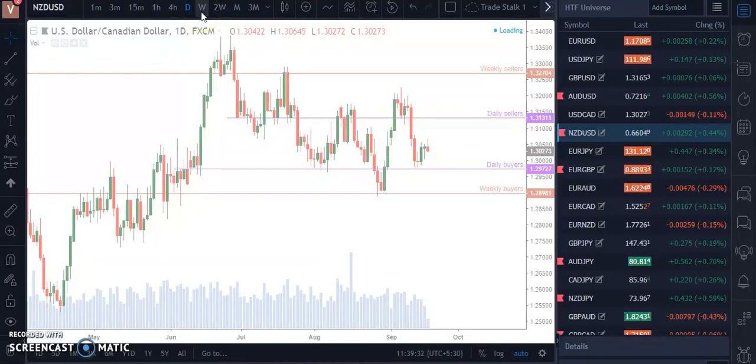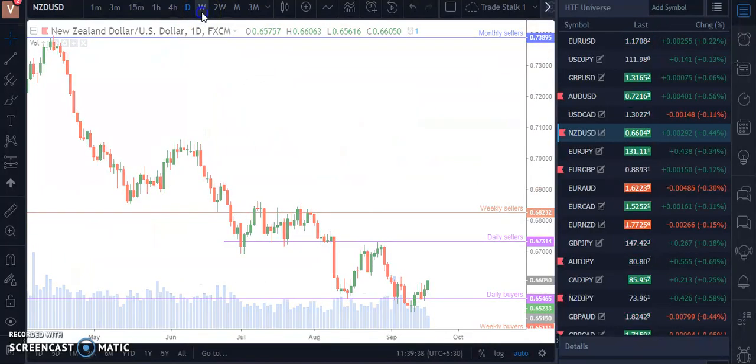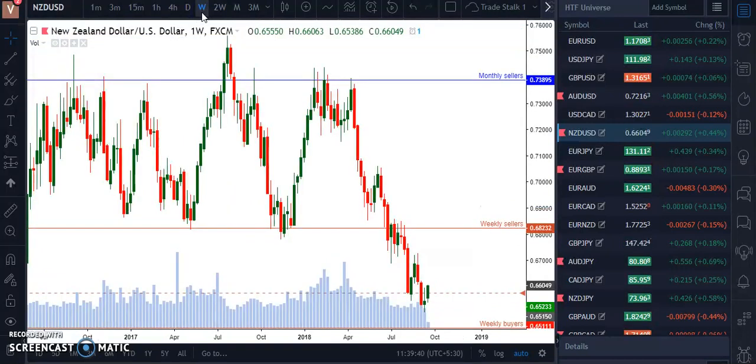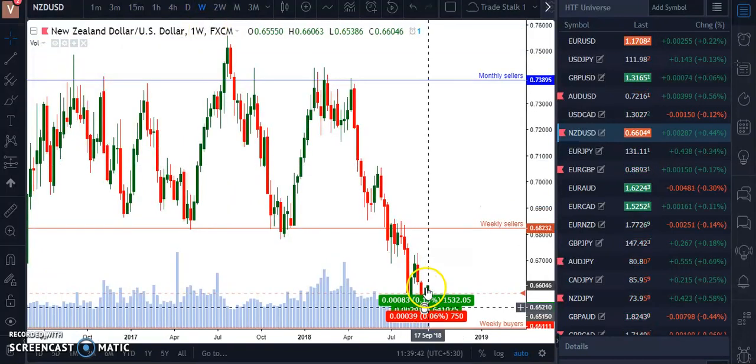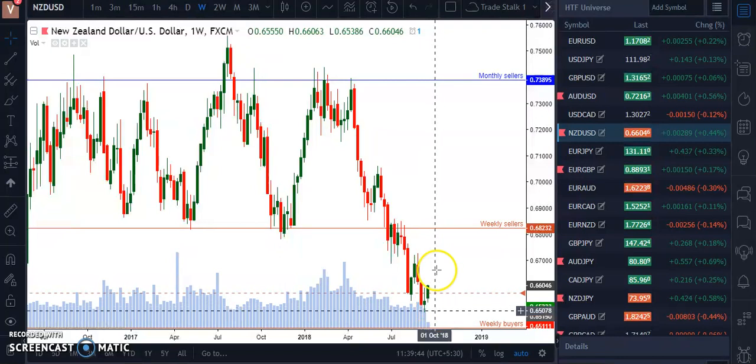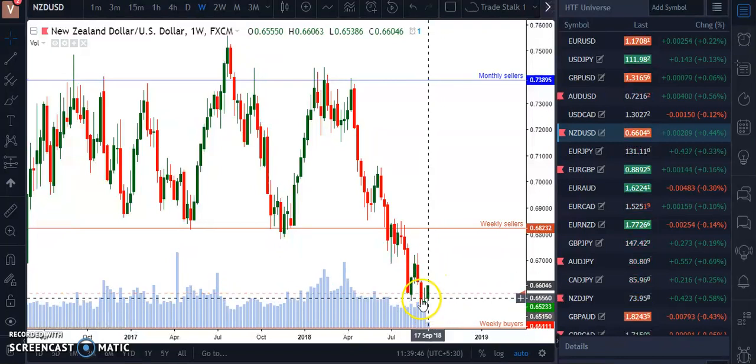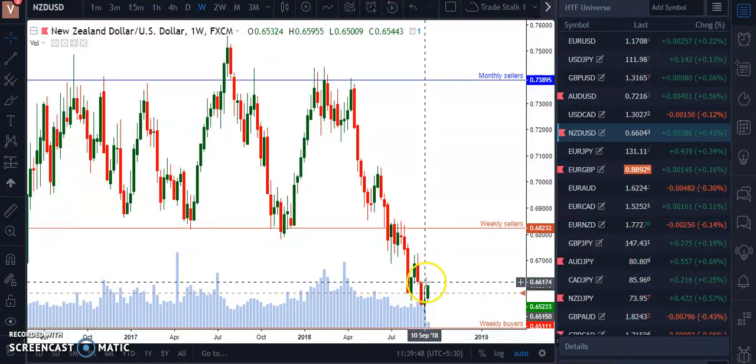Now, New Zealand USD again, just like Aussie USD, I thought this was a fantastic buy. And that is indeed what it seems to be doing. Unfortunately, I wasn't able to catch this one also for the same reasons.